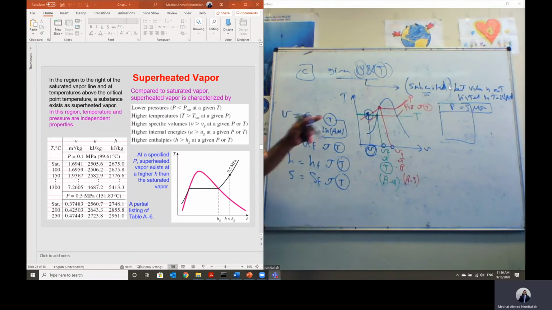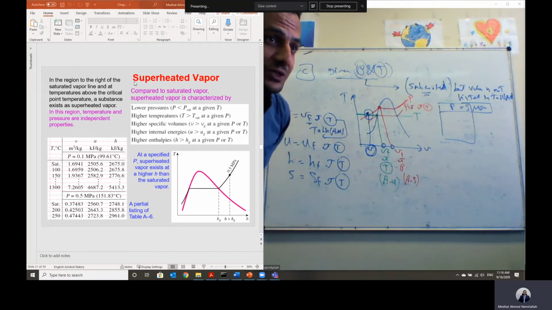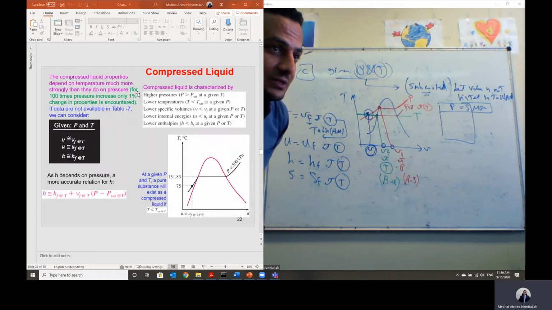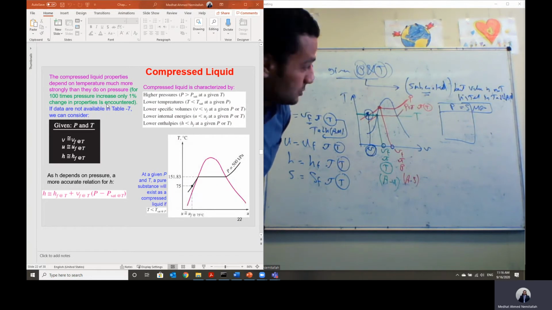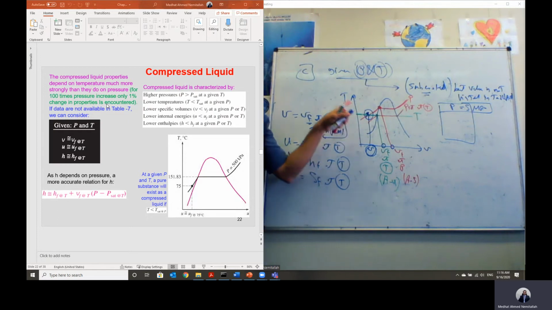Okay? Usually in the subcooled region for the liquid, the properties are not affected much by pressure. Here, in the subcooled region, if we have a 100 times increase in pressure, that will result in only a 1% change of the properties, unlike the case of temperature. So in the case of subcooled or compressed liquid, the properties are affected by temperature much more than by pressure. And that's why we can take this valid assumption.